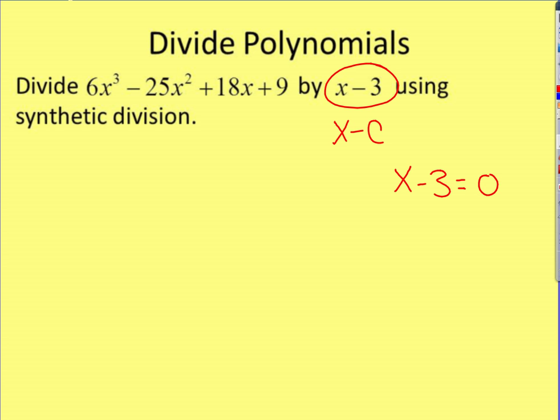Right now we have x minus 3 is equal to 0. You want to get the x by itself first, so we're going to add 3 to both sides. And we get an x value of 3. So this is what we're going to put in the top left corner of our synthetic division.